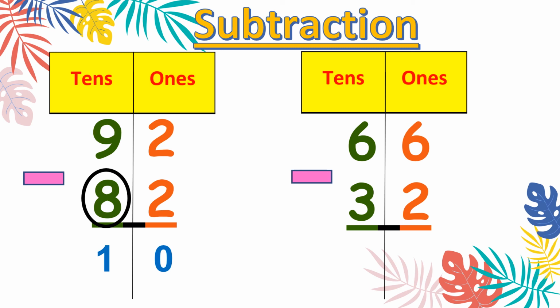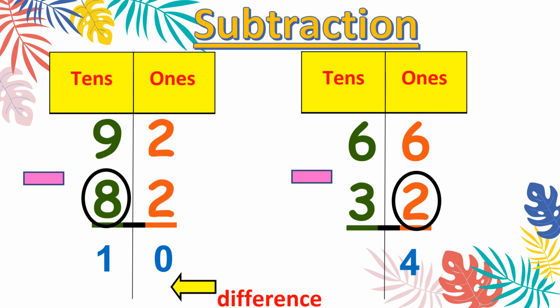Okay, we have here 66 minus 32. We start with ones. Circle the smallest number here, 2. Okay, let's count after 2 to stop at 6. After 2, 3, 4, 5, 6. How many fingers do you have now? 4. Okay, then in tens we have here 6 minus 3. Circle the smallest number, 3. Let's count after 3 to stop at 6. After 3, 4, 5, 6. How many fingers? 3. So the difference is 34.